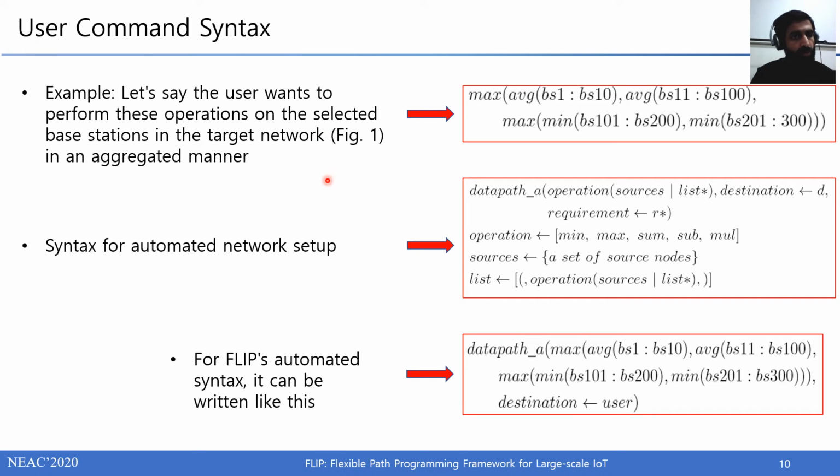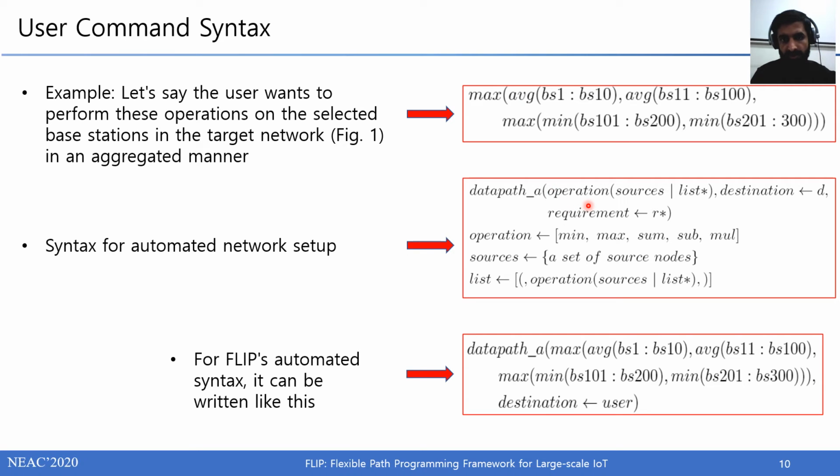In this slide, we show how the user command syntax that we have developed actually works. So for example, let's say the user wants to perform these operations on the selected base stations in the target network, as we saw in figure 1, in an aggregated manner. As you can see, we have some nested operations as well. So the syntax for this automated network setup is something like this.